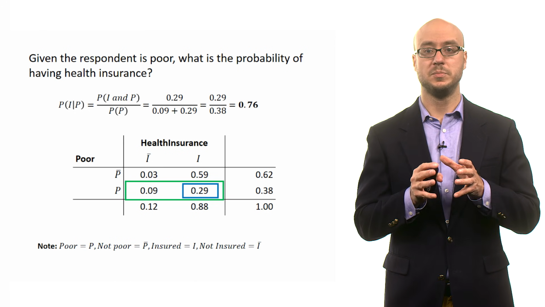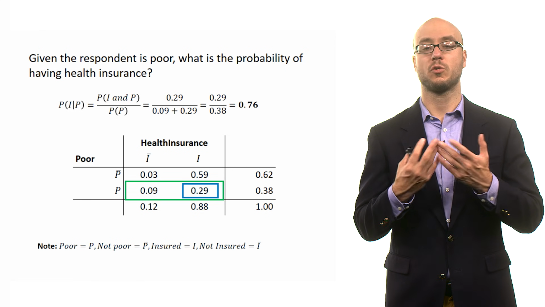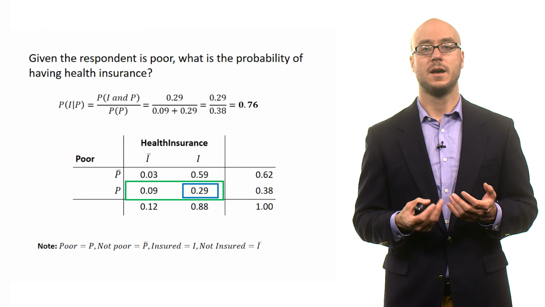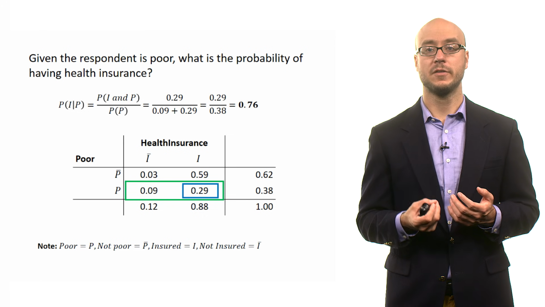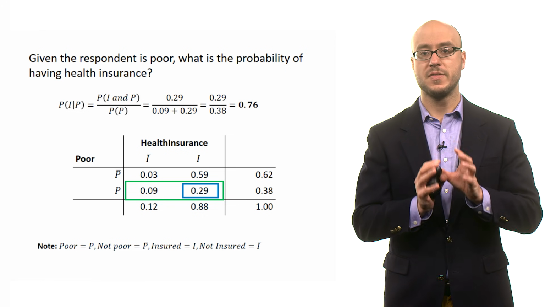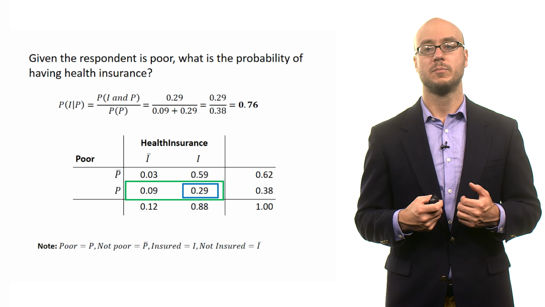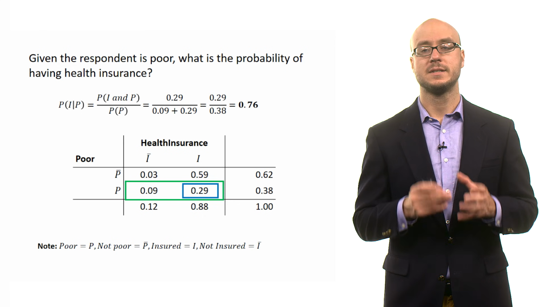So that joint probability is 0.29. To put it another way, 29% of the people in this data set are poor and have health insurance. And so to find the probability of I given P, we divide 0.29 by 0.38, and we get 0.76.